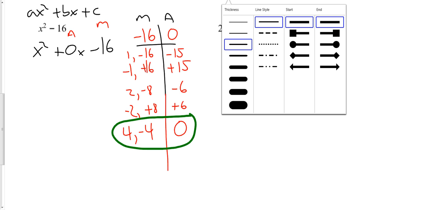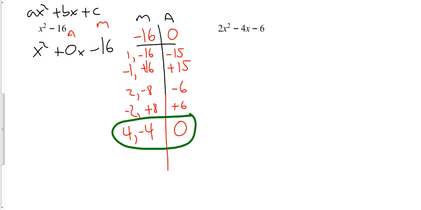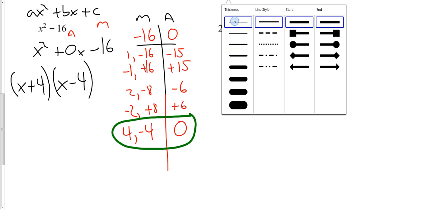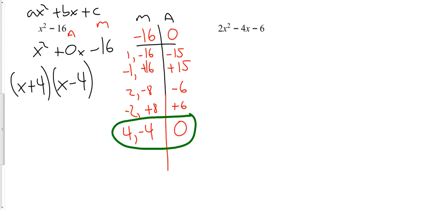As a result, I know that my factors here are x plus 4 and x minus 4. Now if I want to know what my zeros are, my zeros have to be the opposite number of what's in here. I've got a plus 4 on the one end, so x has to equal negative 4, and I've got a negative 4, so x has to equal positive 4. So my zeros are negative 4 and positive 4.